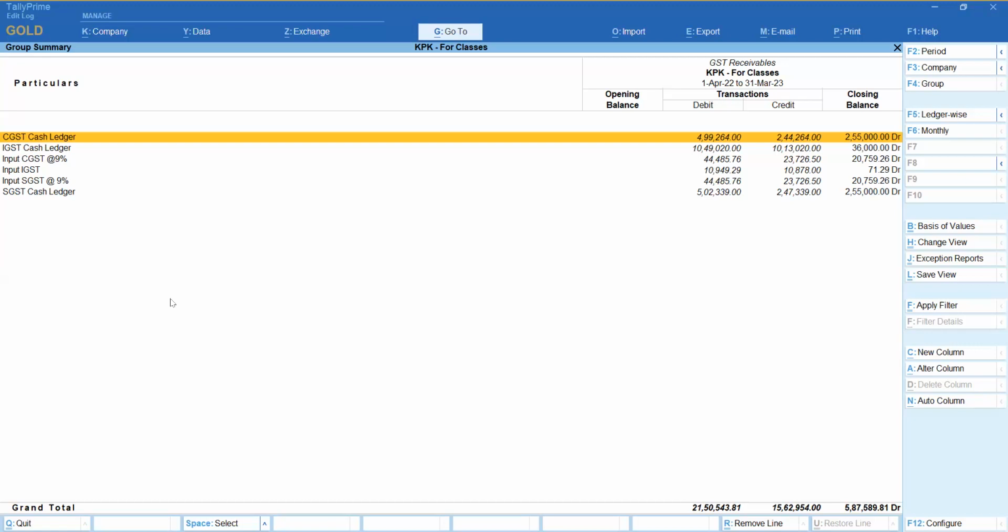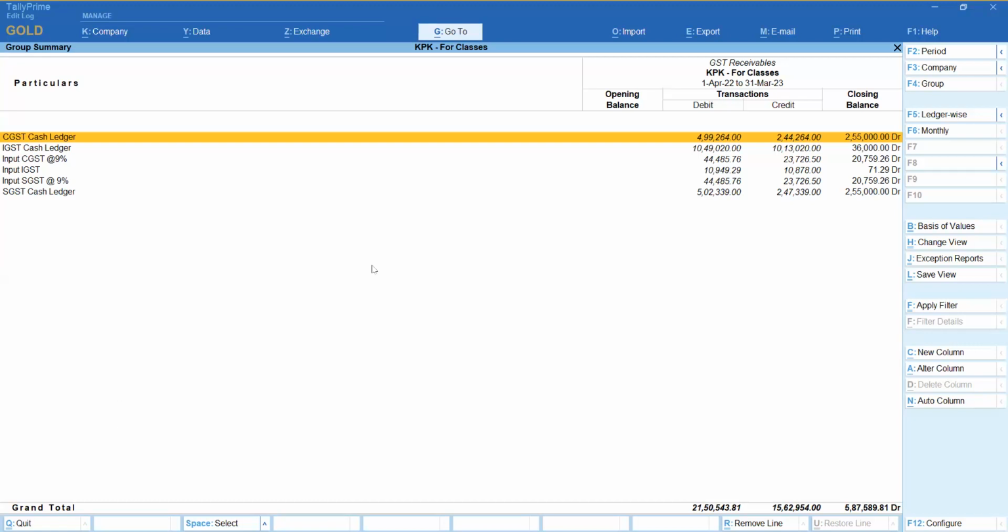I think with this, we will end today's session. Please see whatever I am trying. If you feel it is meaningful, you try with your clients' existing data, download your ledgers.